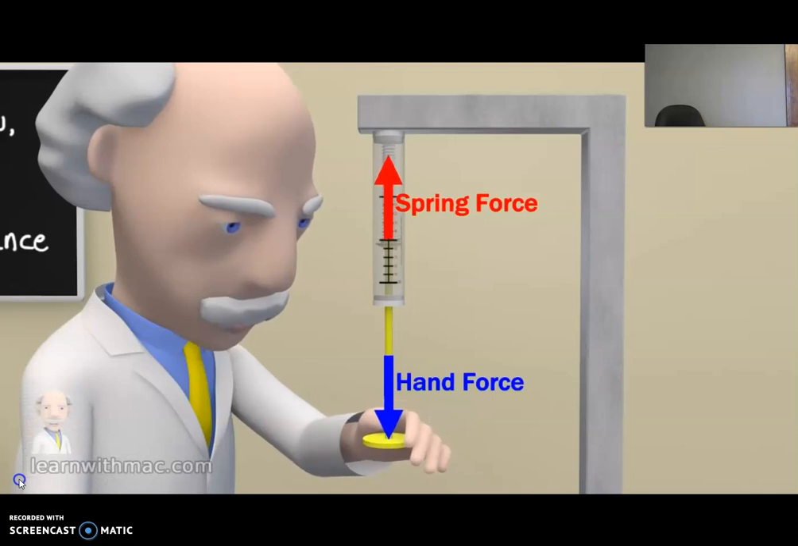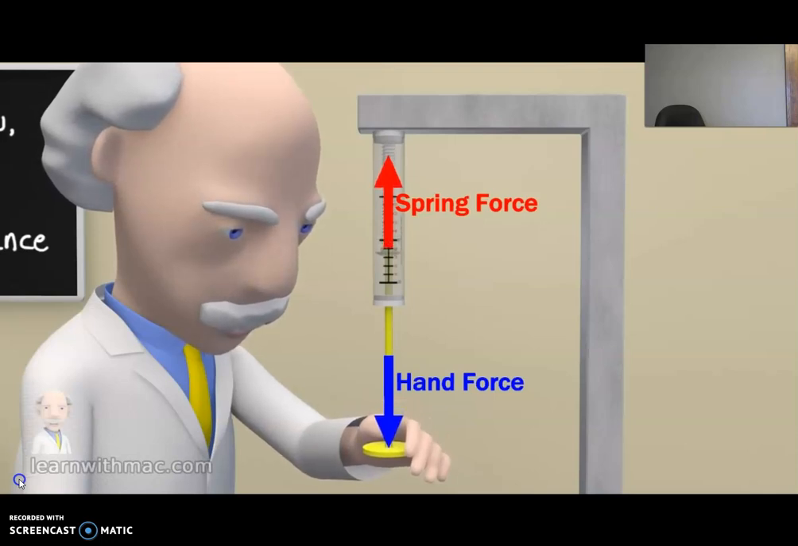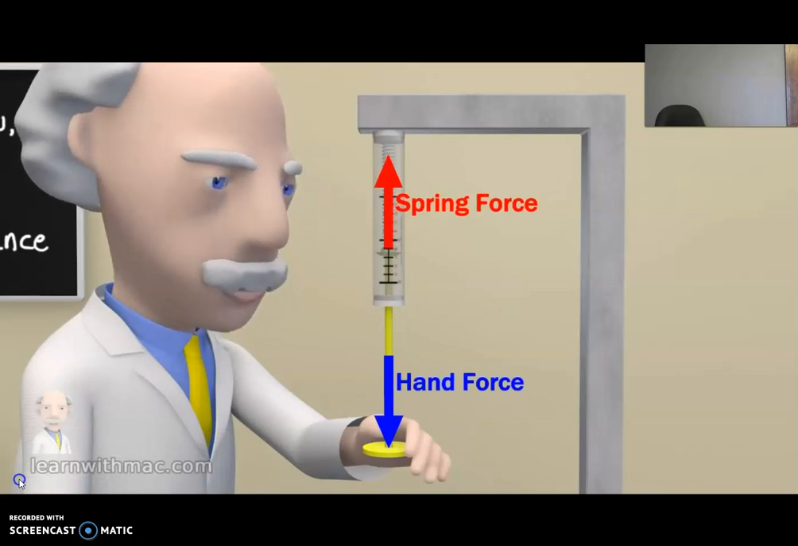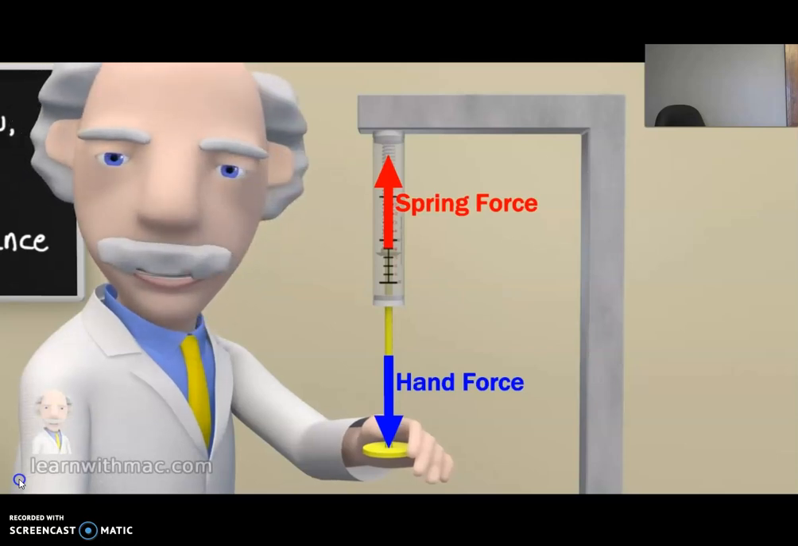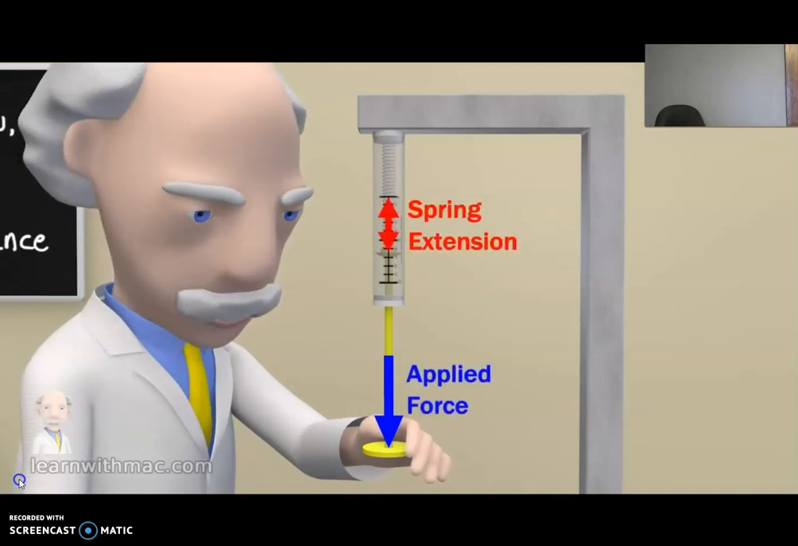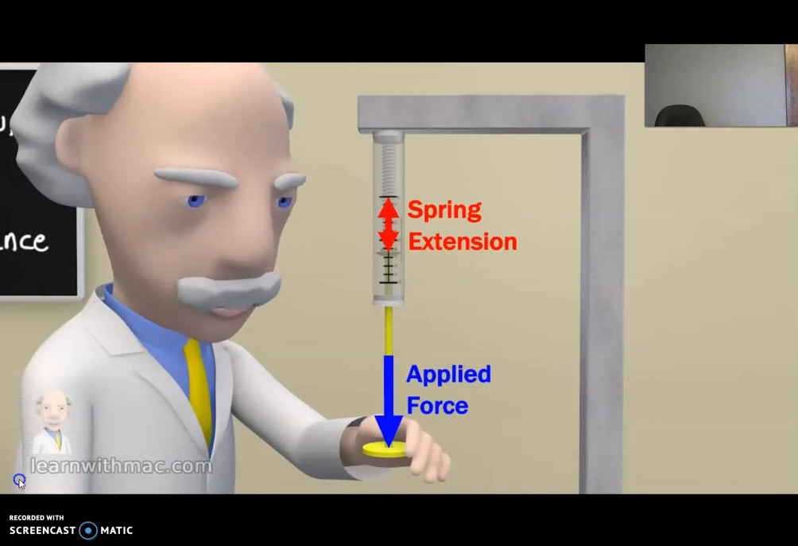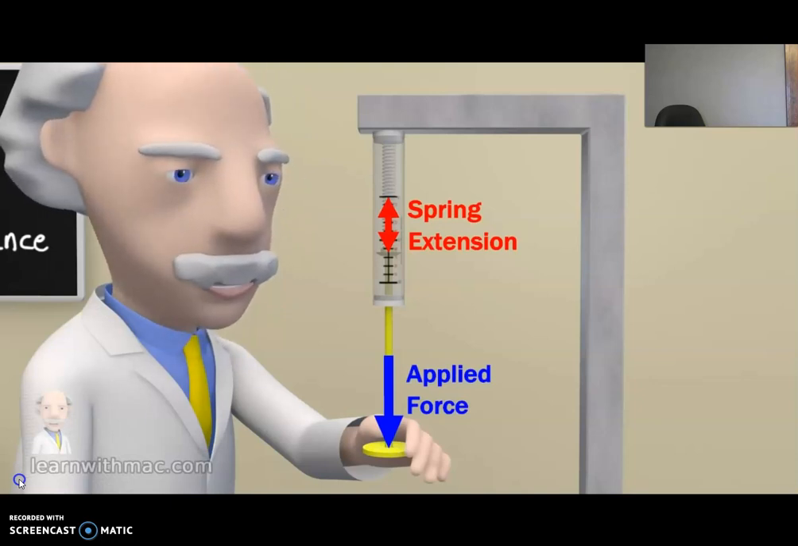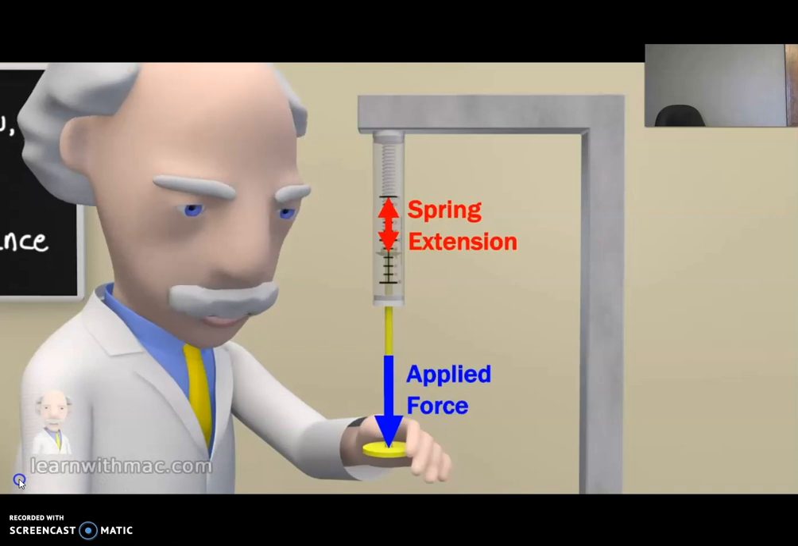As I increase the stretch of the spring, I have to apply a larger force, and as I do so, the spring applies an equal but opposite larger balancing force to my hand. So in a spring balance, there is a relationship between spring extension and applied force, and therefore by measuring spring extension, we can measure applied force.